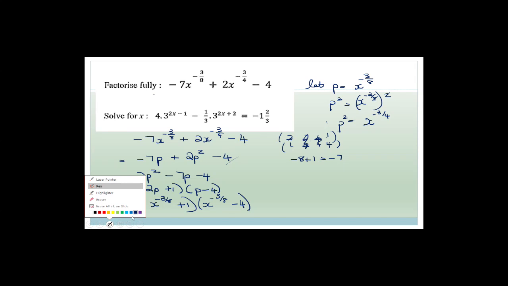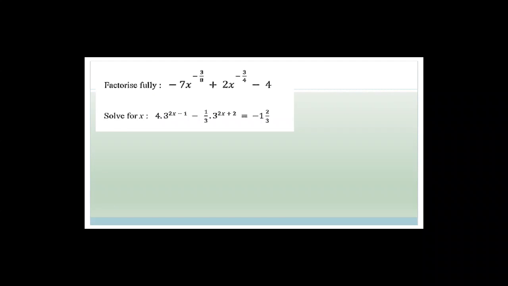Okay, let's look at the next question. They're asking us to solve 4 times 3 to the 2x minus 1, minus 1/3 times 3 to the 2x plus 2, is equal to minus 1/2. So let's break these things up to see what they become, and let's make this an improper fraction. So it becomes 4 times 3 to the 2x times 3 to the negative 1, minus 1/3 times 3 to the 2x and 3 squared, is equal to minus 4 and 1/2. 1 times 3 is 3, times 2 is, I mean, plus 2 is 5 over 3.